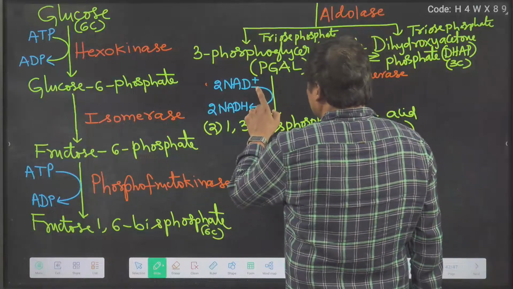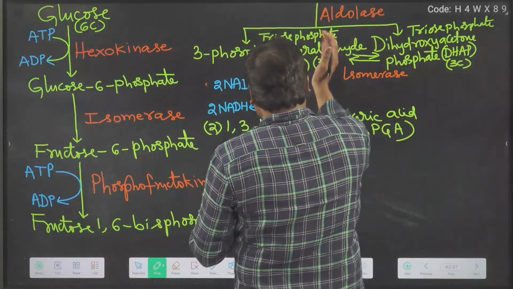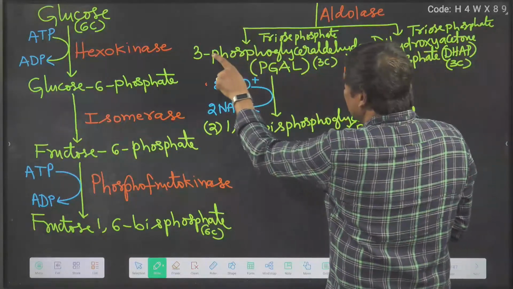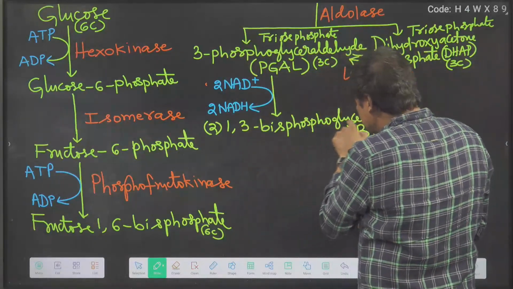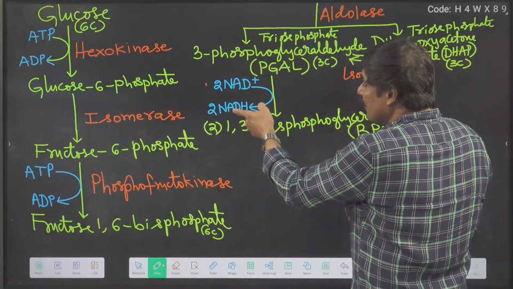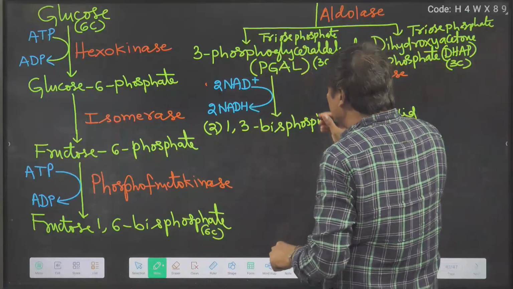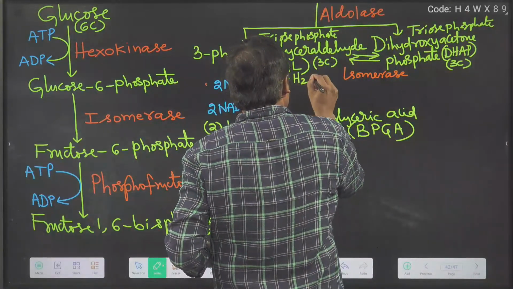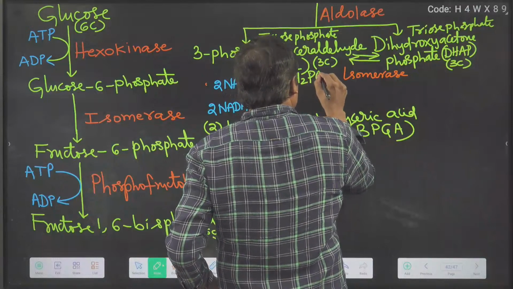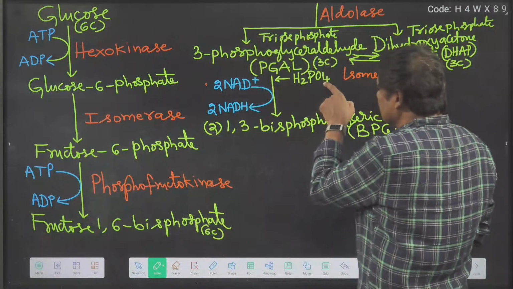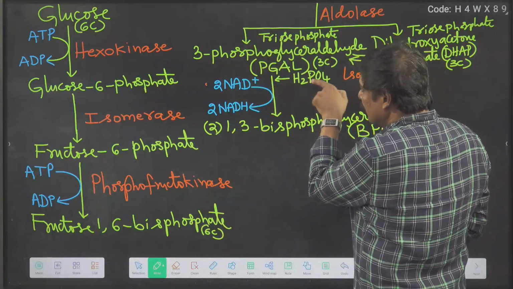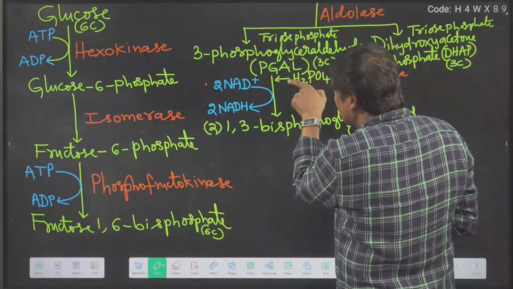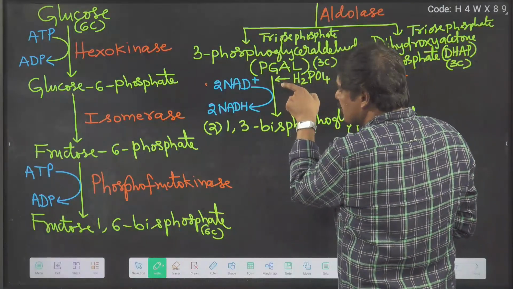And here phosphorylation also occurs. See, 3-phosphoglyceraldehyde, only 1 phosphate is there. Here 1,3-bisphosphoglyceraldehyde. That means 1 phosphate is given. Who is the donor of that phosphate? H2PO4. Inorganic phosphate is involved here. That means H2PO4, inorganic acid, is the donor of phosphate in this reaction.